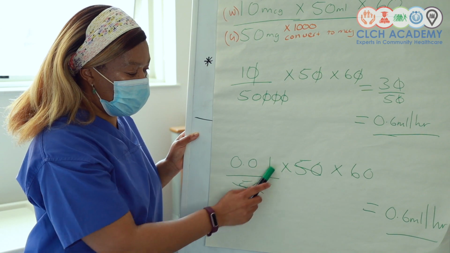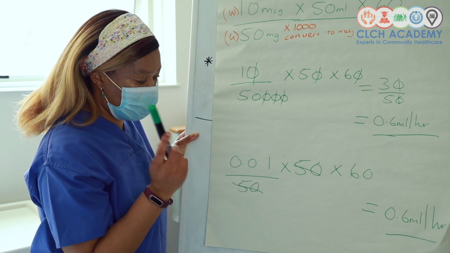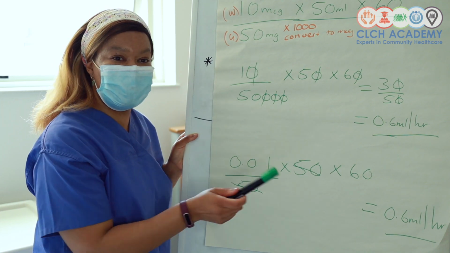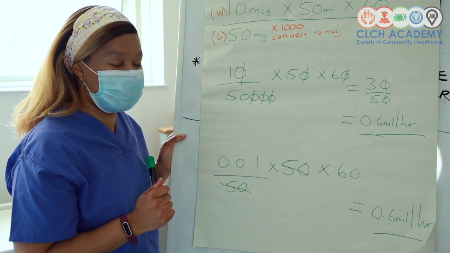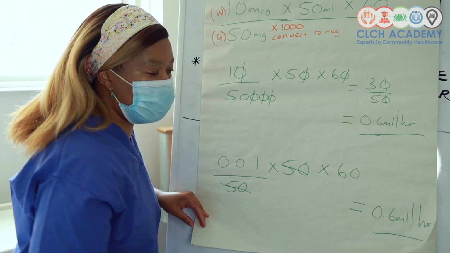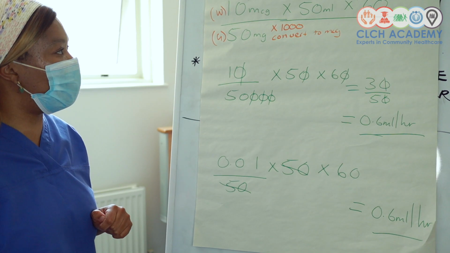Similarly, if you're converting on this end, the number at the top must not be bigger than the number on the bottom, because again, it suggests that something has gone horribly wrong in the calculation that you're doing. Anyways, our answer for this question becomes 0.6 mils per hour.